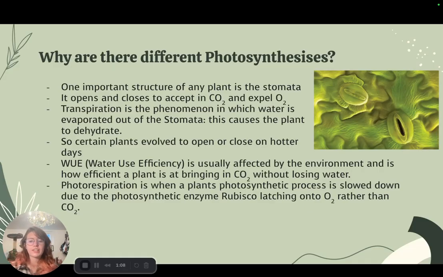WUE, also known as water use efficiency, is usually affected by the environment and is how efficient a plant is at bringing in carbon dioxide without losing water. Photorespiration is when a plant's photosynthetic process is slowed down due to the photosynthetic enzyme rubisco latching onto oxygen rather than carbon dioxide in times in which the stomata is closed.